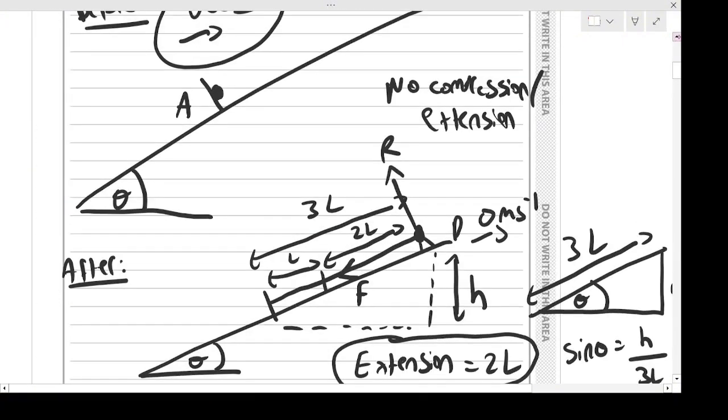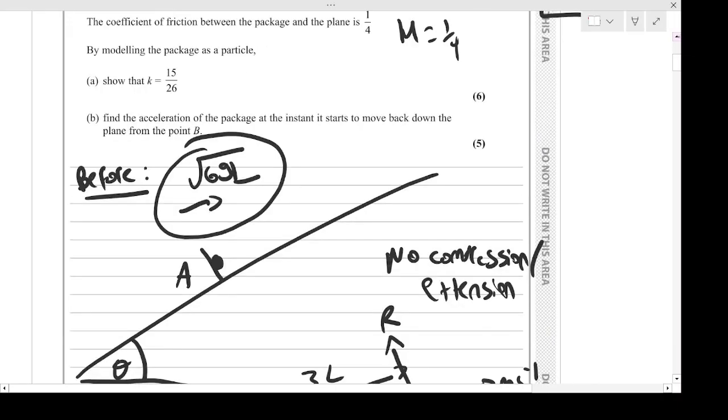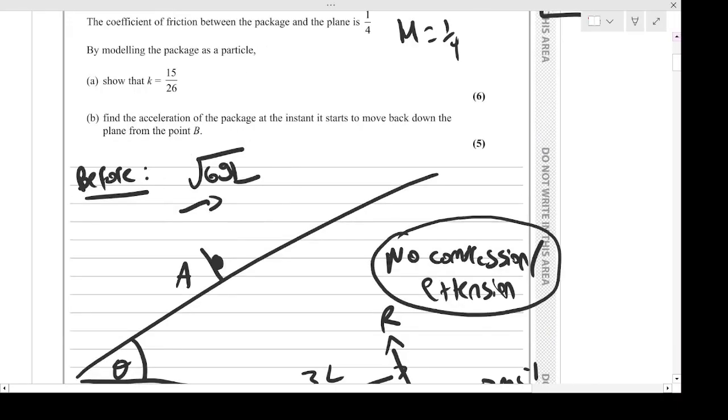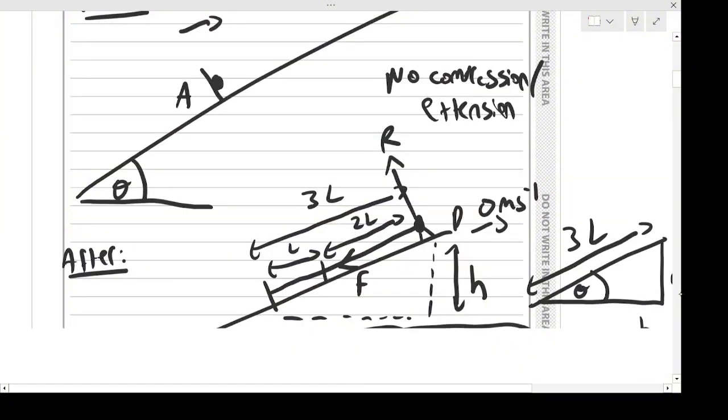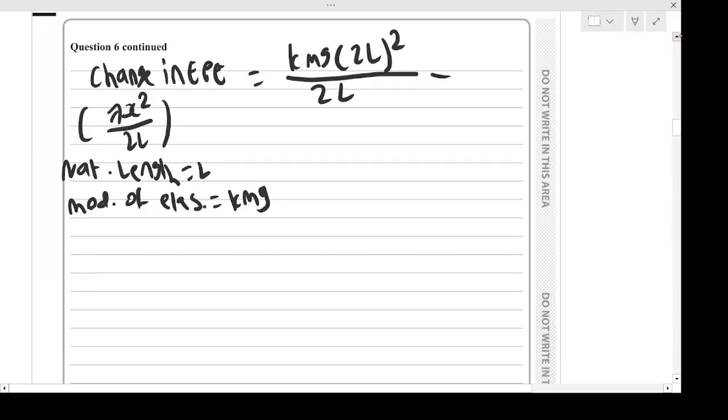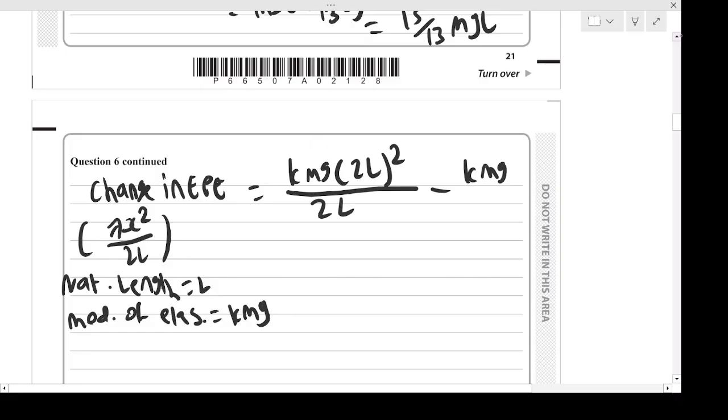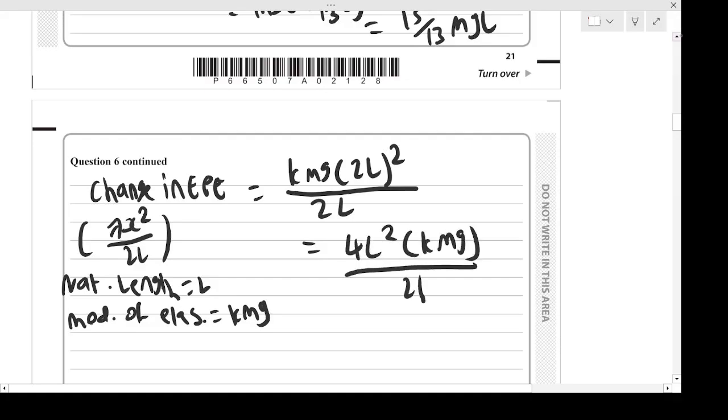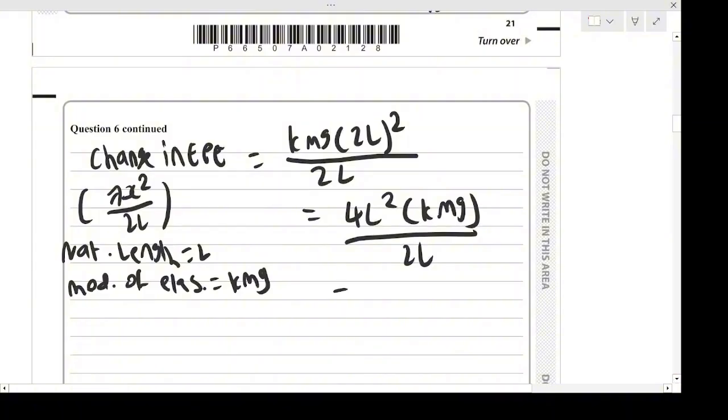But as we discussed initially, there is no compression or extension because it's a string. So x is 0. So it's going to be kmg lots of 0 squared over 2L, and hopefully you recognise that will all go to 0. And so we just get left with this expression here. If we simplify, we're going to get 4L squared lots of kmg over 2L, and that will simplify down to 2L lots of kmg, or 2kmgl.